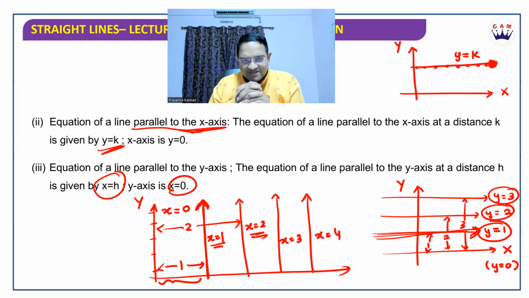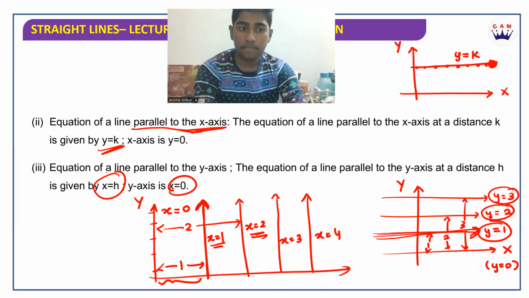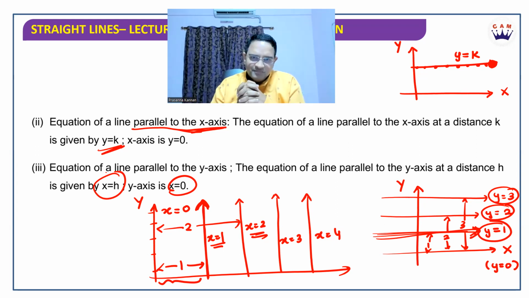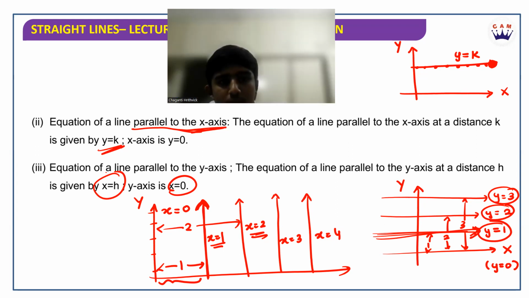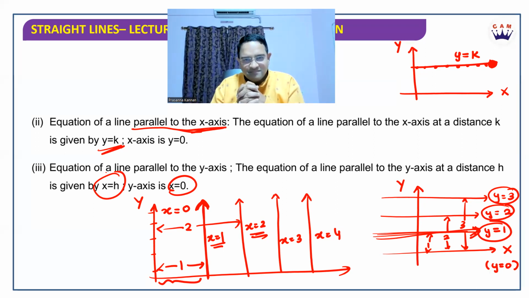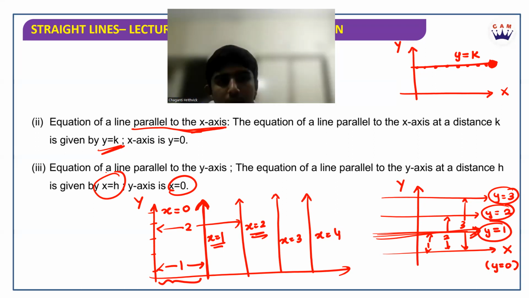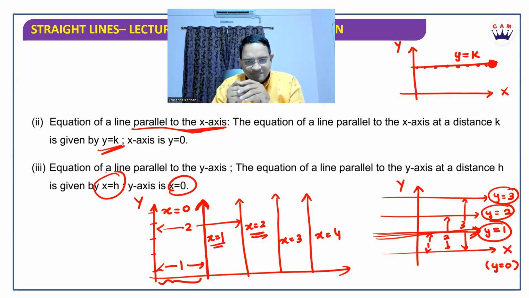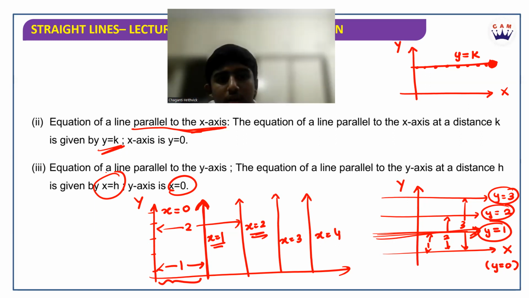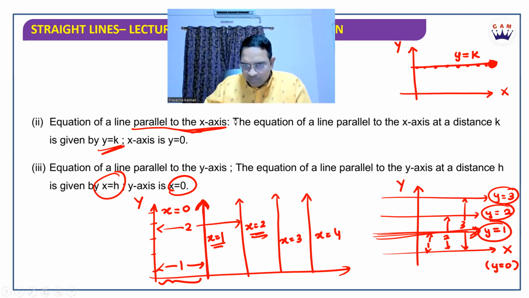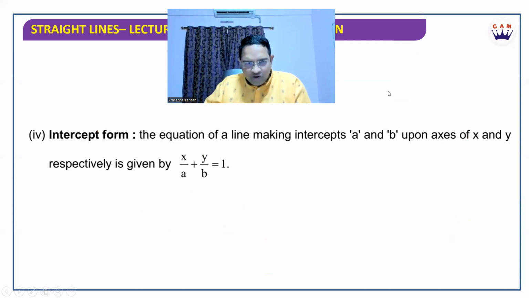What is the equation of x-axis? Y is equal to 0. What is the equation of y-axis? X is equal to 0. What is the equation of a line which is parallel to x-axis? Y is equal to k, y is equal to constant. What is the equation of a line parallel to y-axis? X is equal to h, x equal to constant. Okay, nice. That's all. Let's move on.